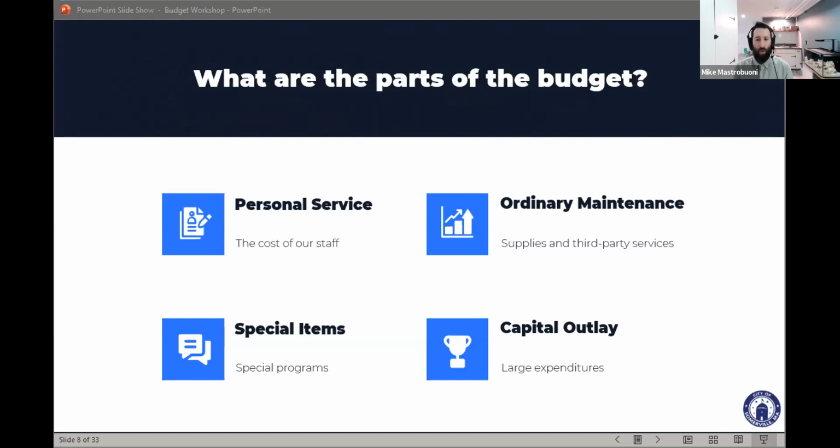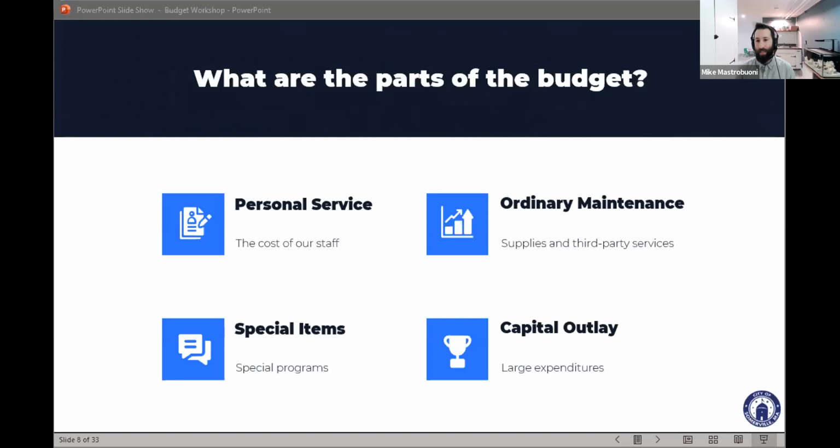Special items is a place where we can budget a program separately from the other departmental budgets. An example of this is the Mayor's Summer Jobs Program. Students basically have internships with different departments all over the city, but we budget that whole program as a special item in the mayor's office. So it's sort of a unique situation that we have there.